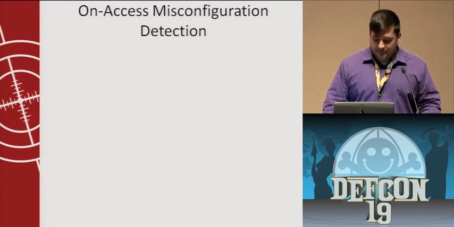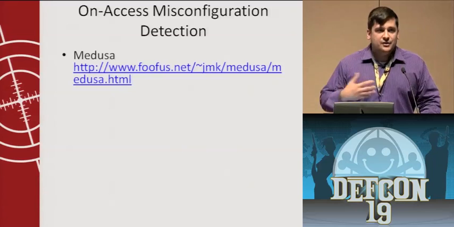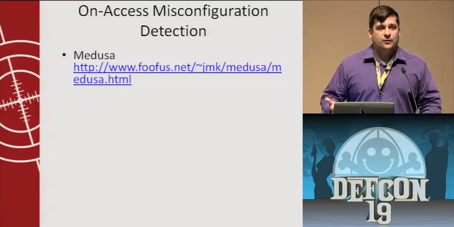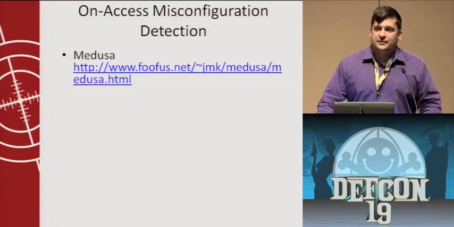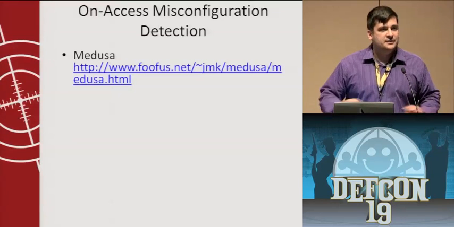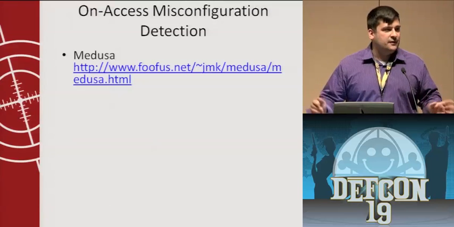Okay, the on-access misconfiguration detection. So I use a variety of tools for this. I use Medusa for the basic brute forcing, and I have a list of like 10 usernames and 13 passwords I use. It should run a scan within about 30 seconds.